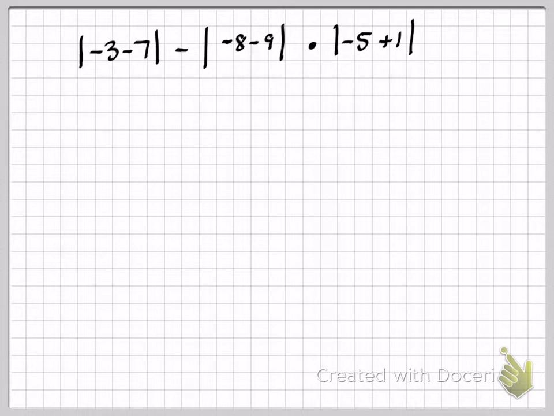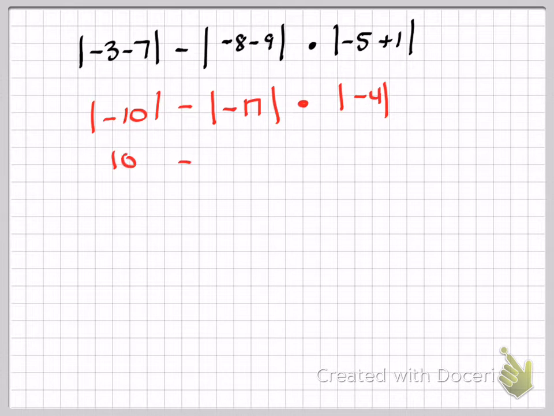You first subtract 3 minus 7. And what is that equal to? -10. Okay, so it's the absolute value of -10 minus, keep going. -8 minus -9, which is -17. Good. And then minus, times the absolute value of -4. Okay, now what? Sydney? You need to take the absolute values of each one of those. Good. So it would be 10 minus 17 times 4.